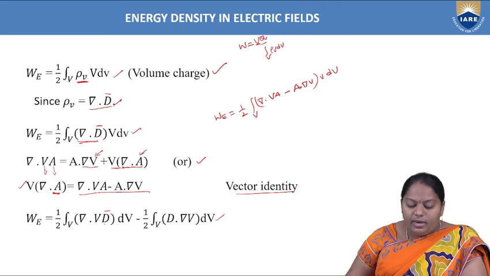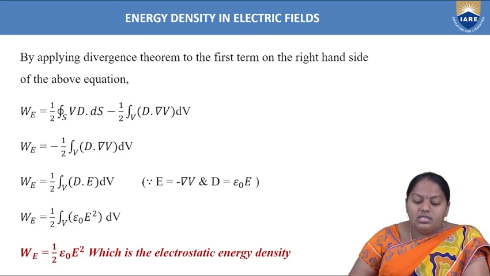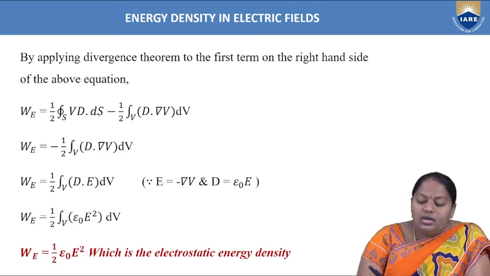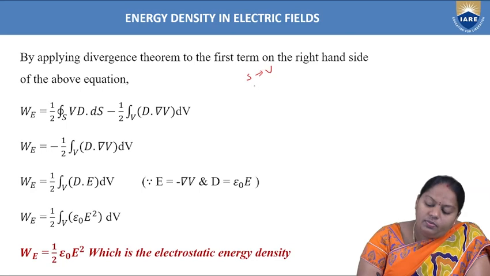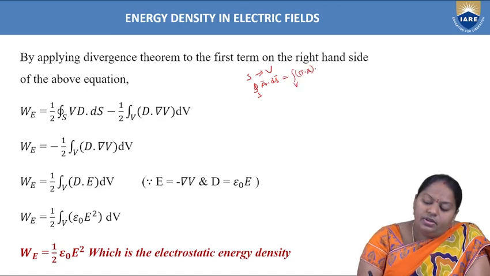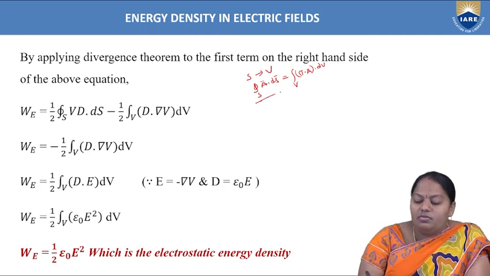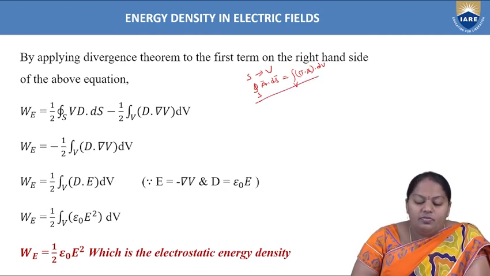So for that, if you apply the divergence theorem, as we know, the divergence theorem gives the relationship between surface and volume integrals. Right? It is given by the closed surface integral over S of A dot ds, which is equal to the integral over V of del dot A dV. This is the general formula for the divergence theorem for vectors, right? So by applying the divergence theorem to the first term on the right hand side of the above equation.